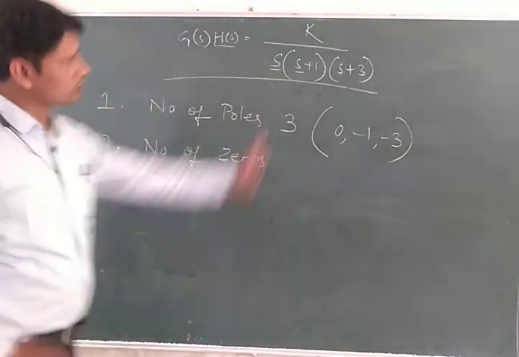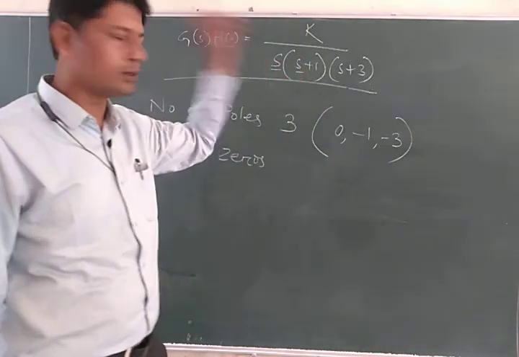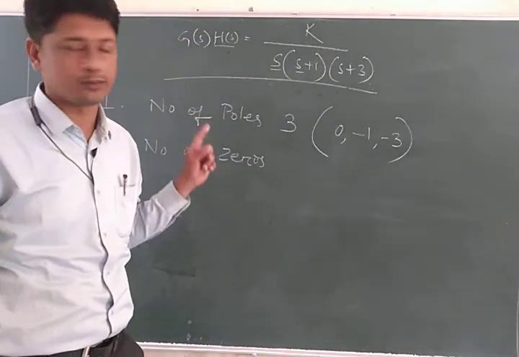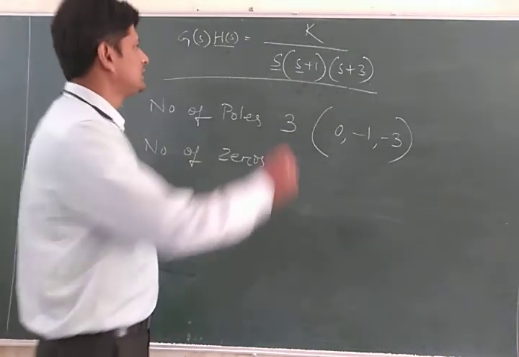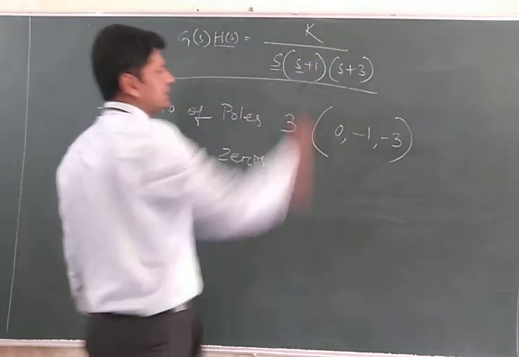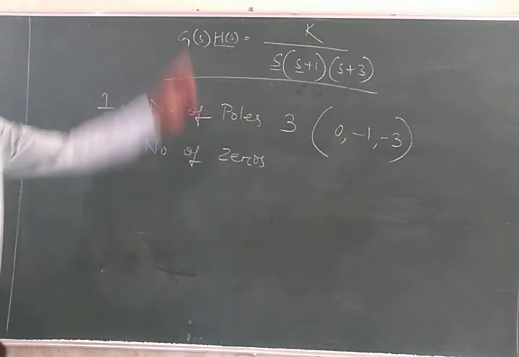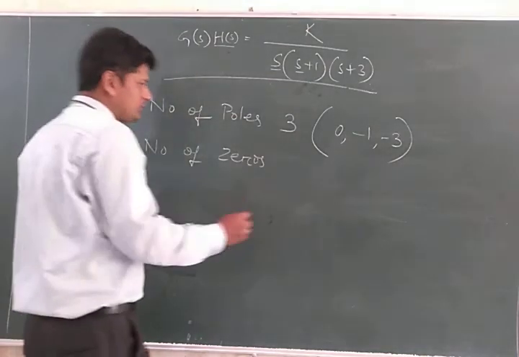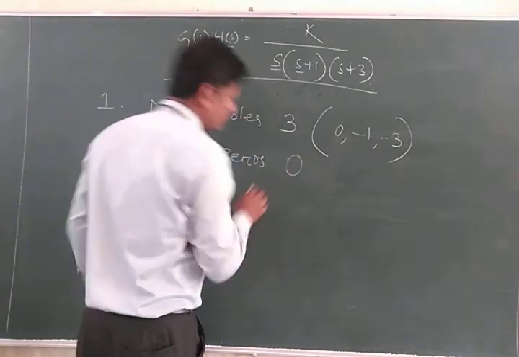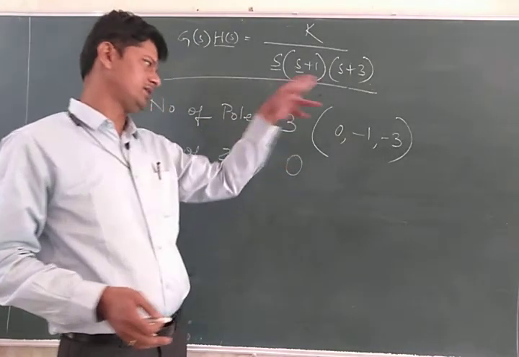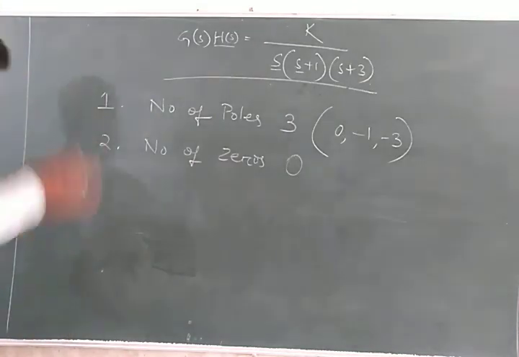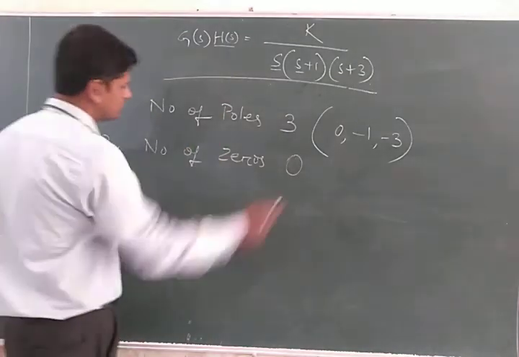Zeros of this open loop transfer function. Okay, not of the characteristic equation, not the total transfer function, but of this open loop transfer function. Since we can see that there is no s term in the numerator part, the number of zeros is 0. Okay, no zeros present. There are 3 poles and no zeros.